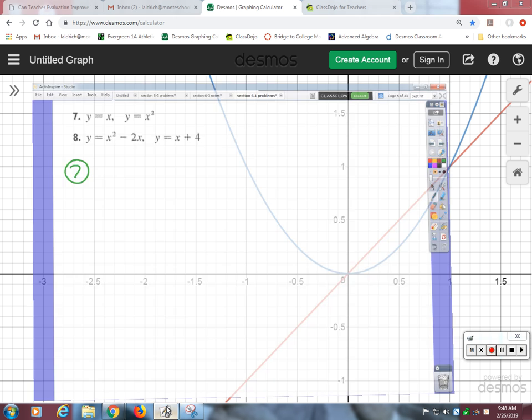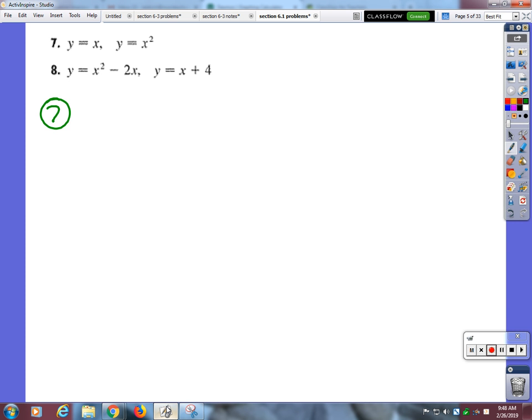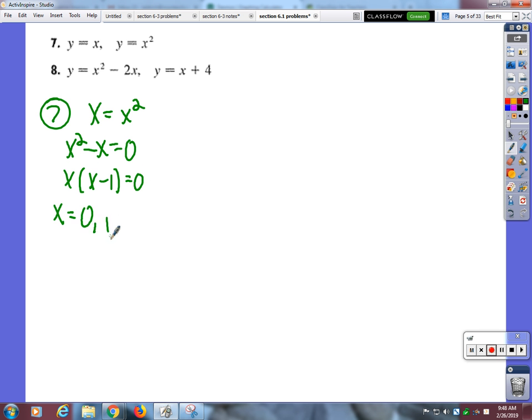0 to 1, yeah, but the way that you find the 0 to 1 without using Desmos is you set them equal to each other, right? And then you set it equal to 0. So then you factor out an x, and so that tells you that you're going from 0 to 1. Left to right, yeah. Okay, so we're going to go 0 to 1.